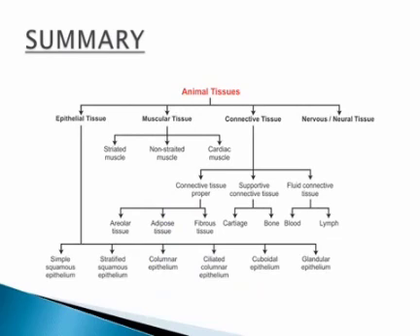So we'll have a summary here. Animal tissue is classified as epithelial, muscular, connective, and nervous tissue. Epithelial tissue: squamous, stratified, columnar, ciliated, cuboidal, glandular. Muscle tissue: striated, non-striated, cardiac. Connective tissue proper is further classified as areolar, adipose, fibrous. Supportive tissue is further classified as cartilage, bone, and fluid connective tissue: blood, lymph. So this is all about the animal tissues.